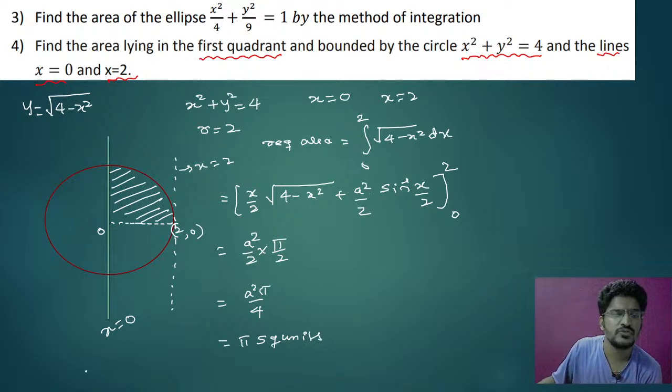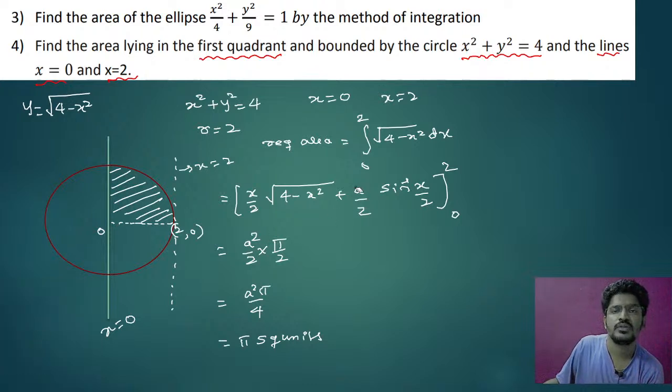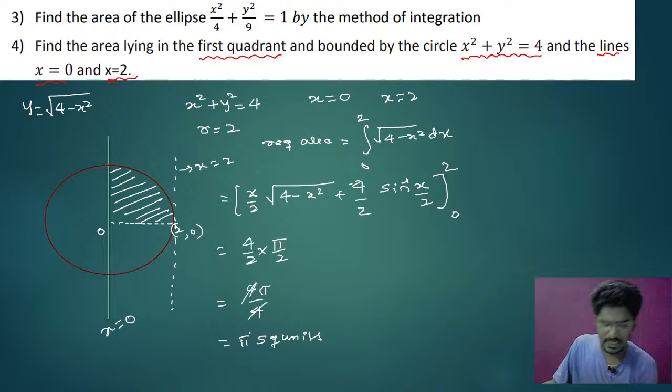Here a square is 4. Don't forget to write it. I have taken directly the formula of square root of a square minus x square. So here a square is 4, and the 4 will get cancelled. Pi square units will be the answer. Clear?